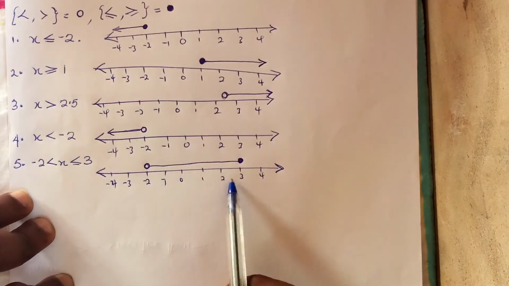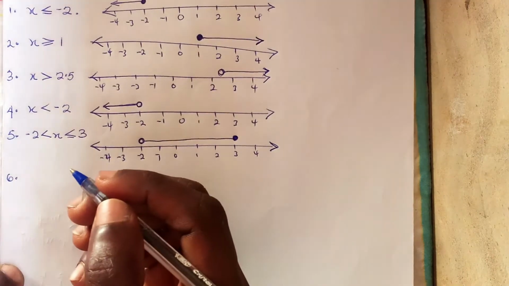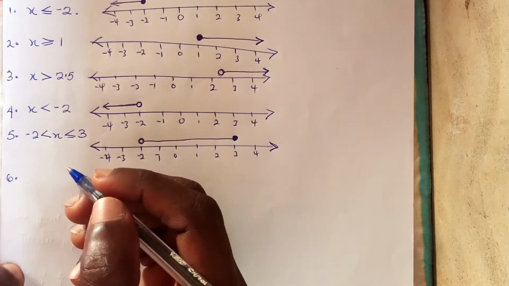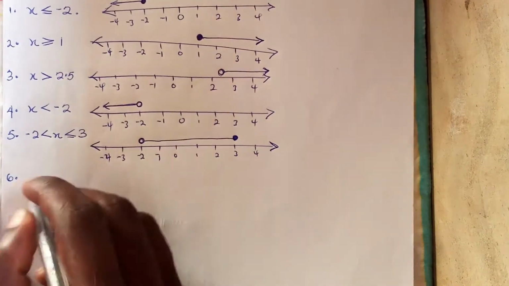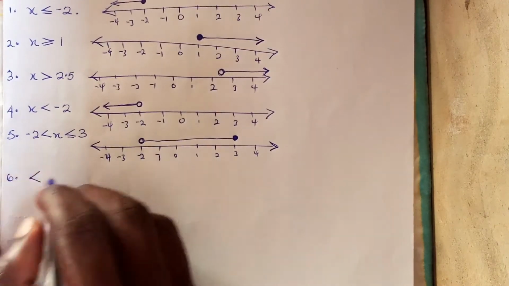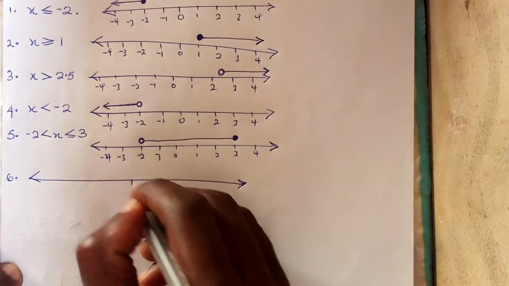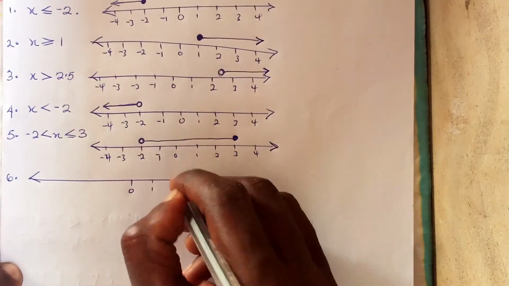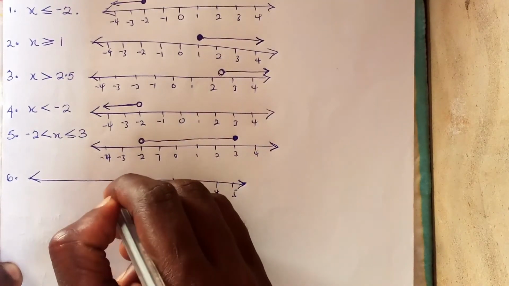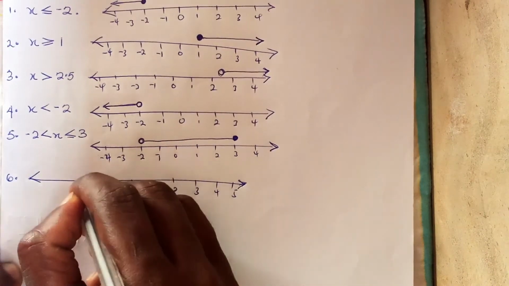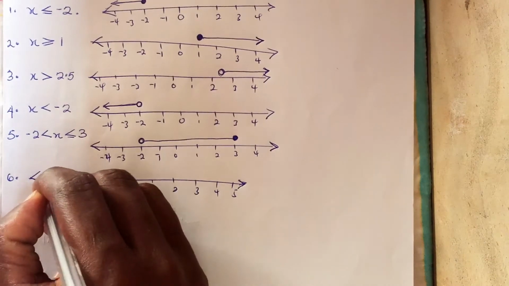Less than or equal to minus 3, sorry. Example 6. With example 6, we have the number line and we are figuring out what x is. So here's the number line, sorry. Zero, 1, 2, 3, 4, 5, minus 1, minus 2, minus 3, minus 4, minus 5.